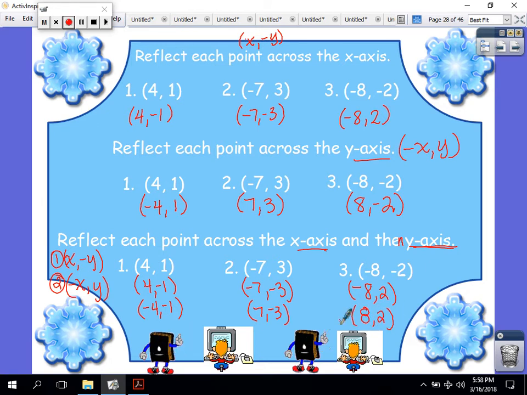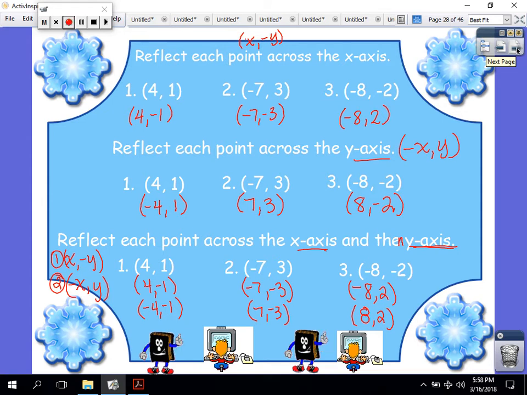So our final answer is 8, 2. All right, so make sure you've checked your answers, and if you have any questions, you can let me know tomorrow or send me a message in It's Learning, and I will do my best to get back to you guys on those. All right, now we are ready to move on to our next transformation.